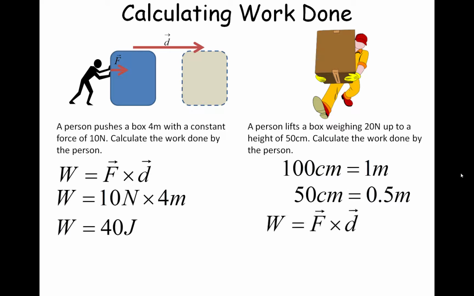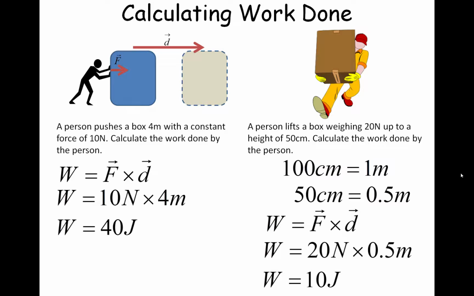Again, we can write down our equation and we simply replace the numbers. So we now have 20 newtons times 0.5 meters. This gives us a work done of 10 joules. Now it's important here to note that the box has a weight. Weight is a force which acts downwards. The height is a direction which is up and down, and so we can use it to calculate the work done.